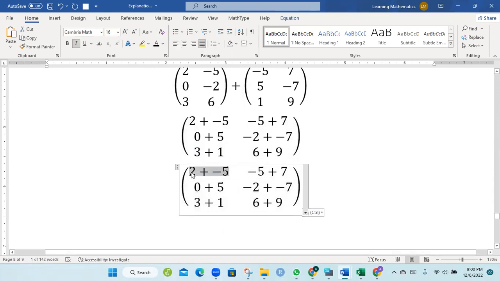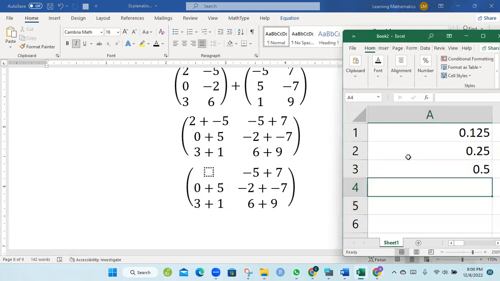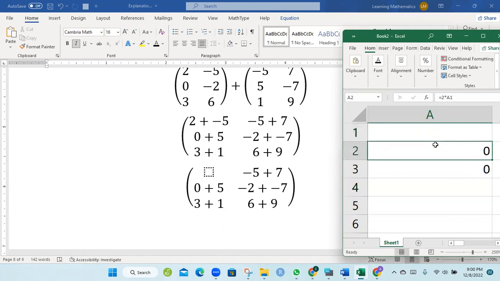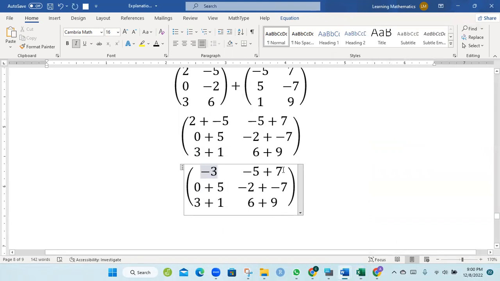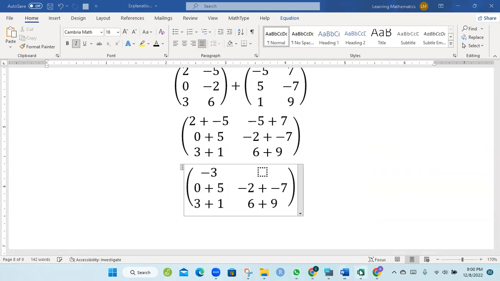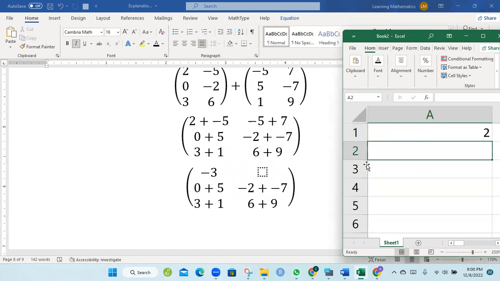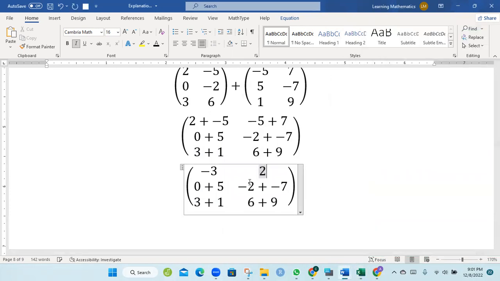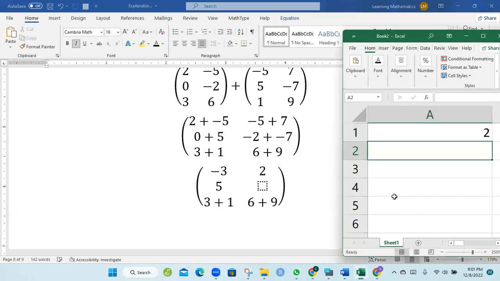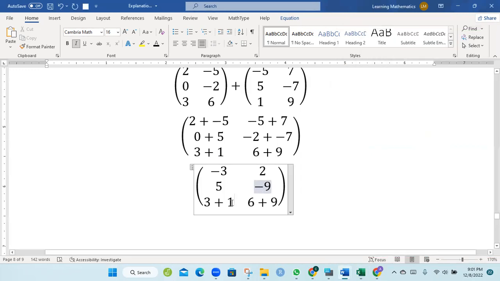So 2 plus -5 is -3. -5 plus 7 is 2. We all know 0 plus 5 is 5. -2 plus -7 will give us -9. 3 plus 1 is 4. And 6 plus 9 will give us 15.